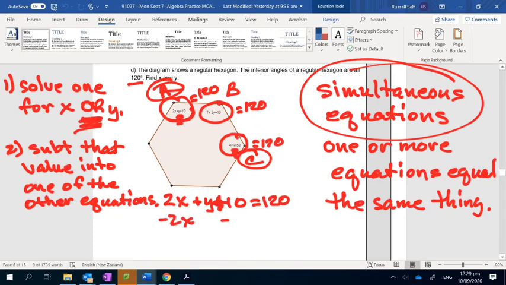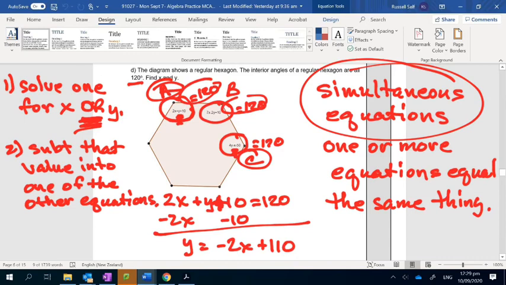So we subtract. You can erase it off. Okay. So y equals negative 2x. 120 minus 10 is plus 110. I'm sorry. Because remember, we know what they equal. They all equal what? 120. I even wrote it down there and I didn't use it. Okay? Now, what does y equal?